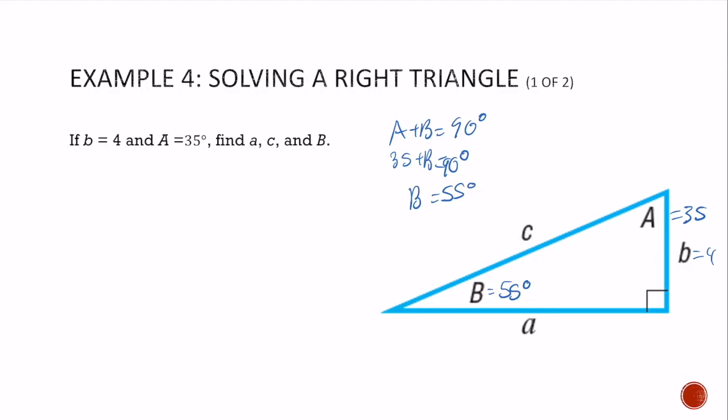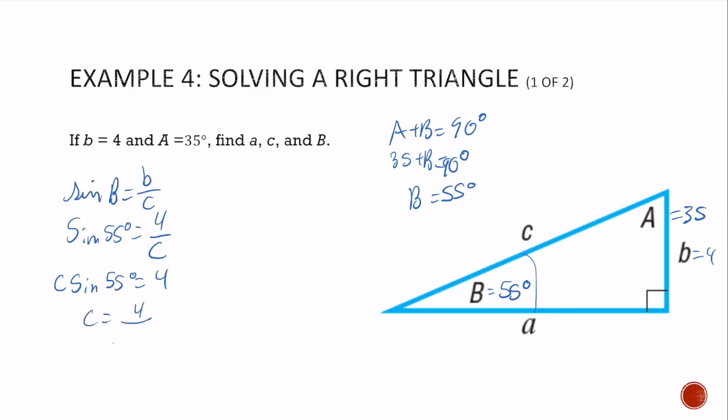Now, I can use this information to figure out C. I could take sine of B is b over C. So sine of 55 degrees is 4 over C. So C times sine of 55 degrees is 4. C is 4 divided by sine of 55 degrees. Make sure your calculator's in degrees, and you get about 4.88. So C is 4.88. Remember, our hypotenuse is always going to be the longest side, so that's one way to check our work.